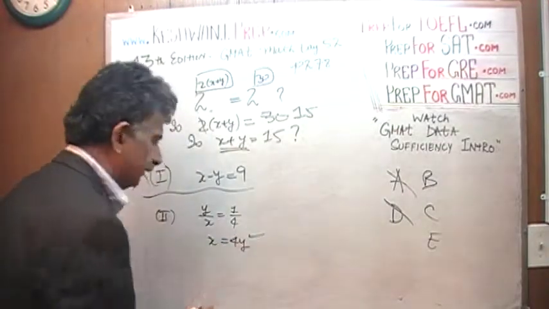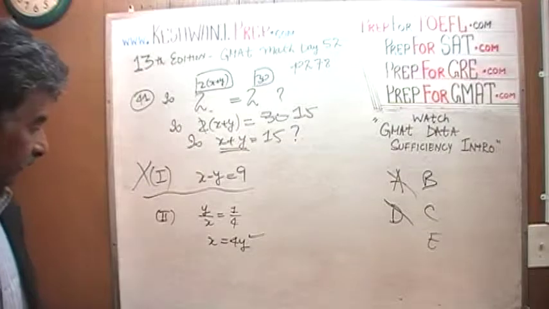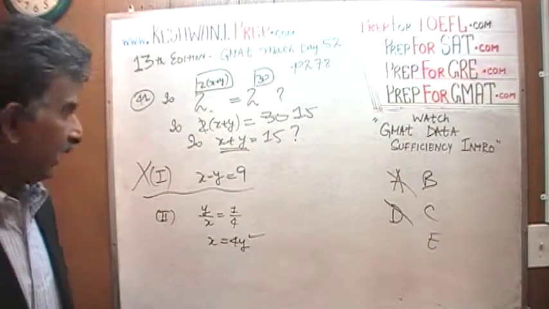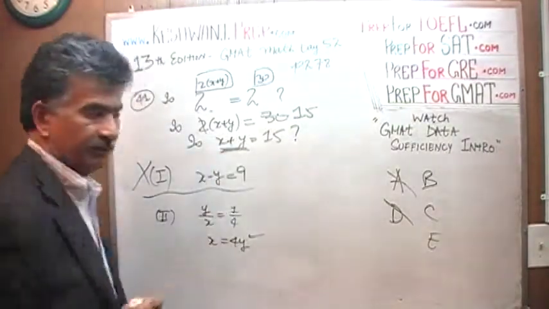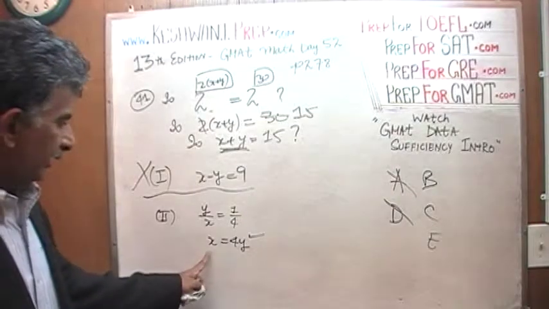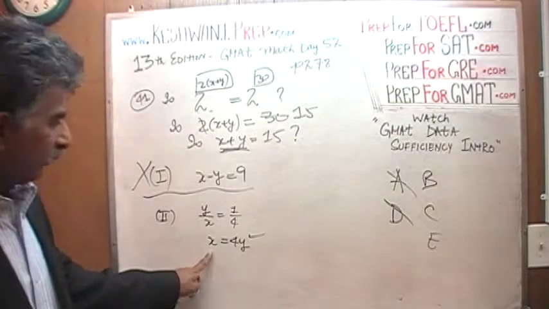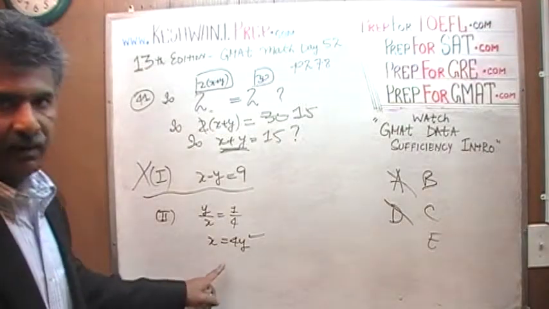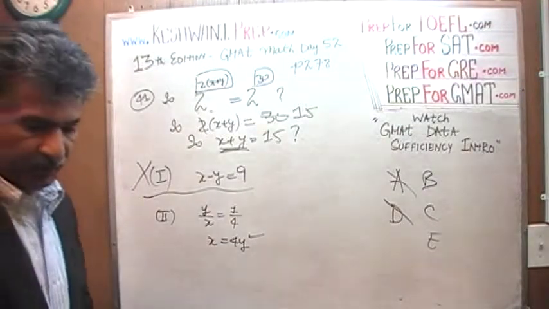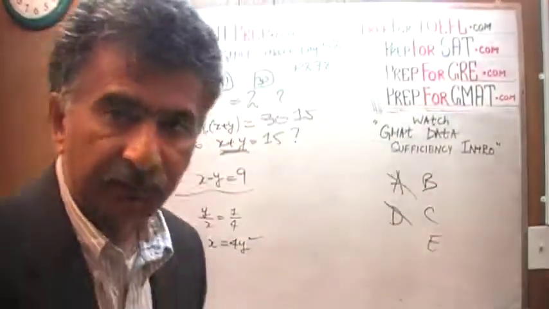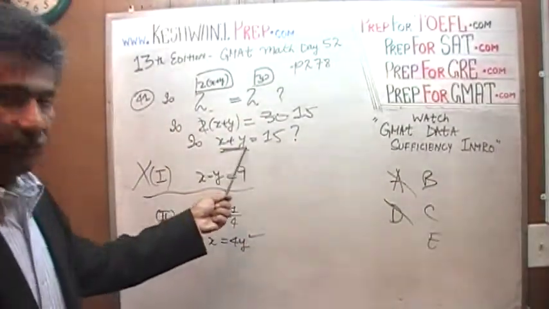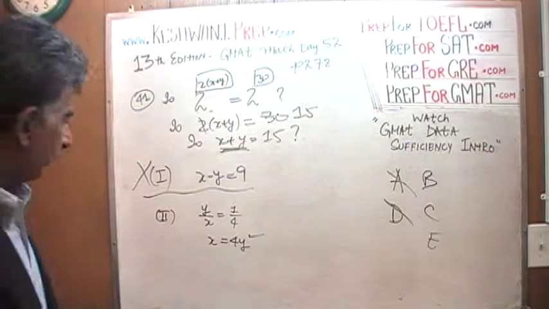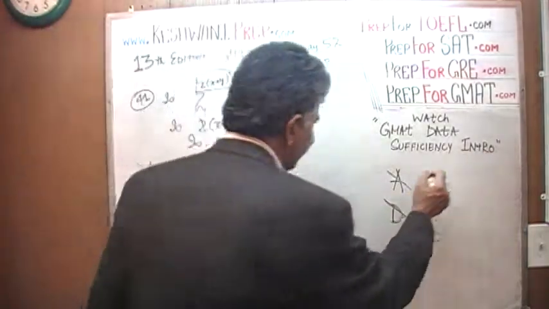Now this by itself again is not going to do anything. Simply knowing that x is 4 times y is not going to tell us what their sum is. It could be any numbers. x could be 4 and y could be 1, or x could be 8 and y could be 2, or it could be a negative number. There are infinite possibilities where one number will be 4 times the other. We cannot figure out what their sum is. This by itself is no good. The answer cannot be B.